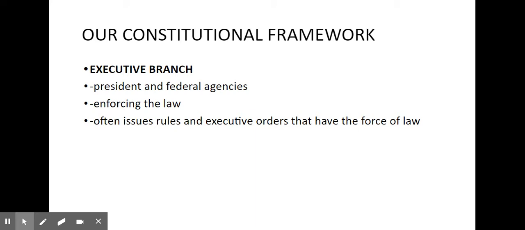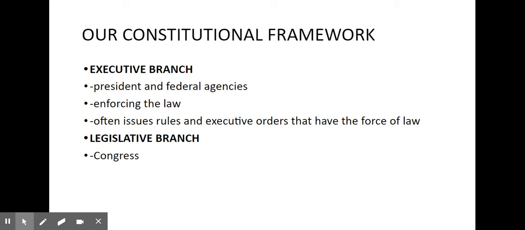The legislative branch, which is Congress, has two houses, the Senate and the House of Representatives. The Senate has equal representation, two senators per state. The House of Representatives is based on population.